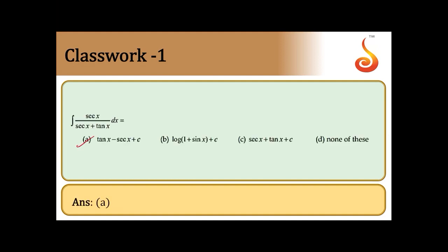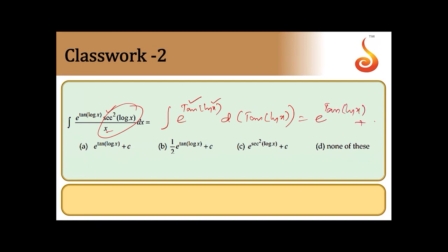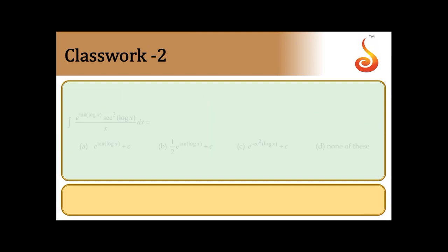Option is A. Coming to the second one, integral e power tan of log x, secant square log x by x dx. Of course, this can be written like this: integral e to the power of tan of log x. The derivative of tan x is secant square x, and the derivative of log x is 1 by x. Therefore, this whole thing can be written as the differential of tan of log x. This is in the form of e power t dt, so the answer is e power t. Therefore, e to the power of tan of log x plus constant is the answer. So the answer is option A.